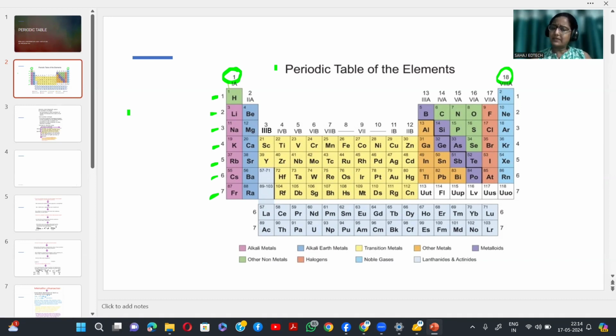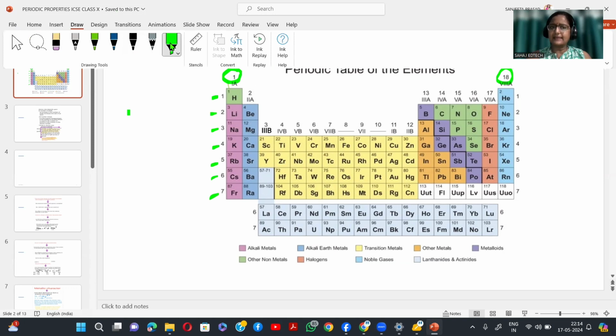Okay, but the alkalis formed by them are not as strong as the alkalis formed by the group 1 metals. Okay, then you can see transition metals. You can see the color, right? Light orange in color. Now, in the case of transition metals, they usually form colored ions, and they have two incomplete outermost shells.